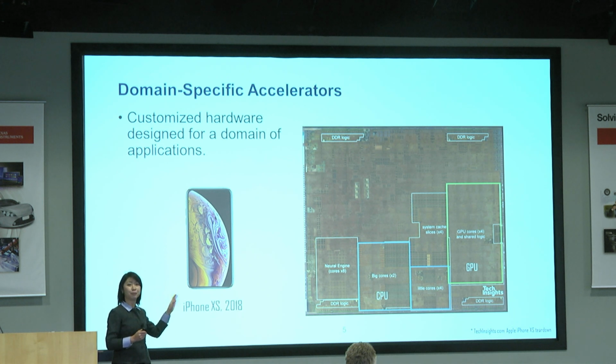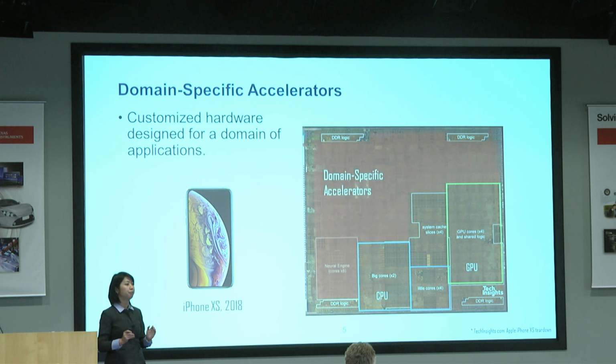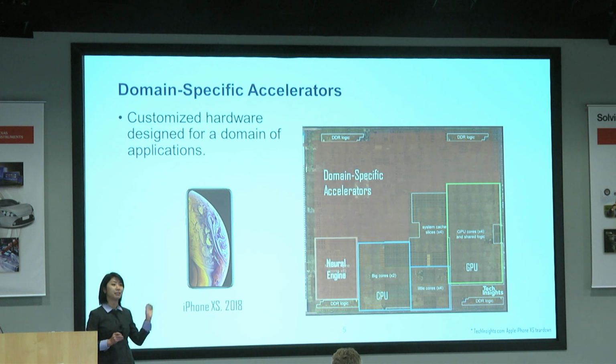They only take roughly 15% of the entire die area. What's really interesting is that more than half of the die area is spent on non-CPU, non-GPU blocks, many of which are domain-specific accelerators. A good example of a domain-specific accelerator is this neural engine here, which is basically customized hardware designed for deep learning to make sure those applications can run very smoothly.